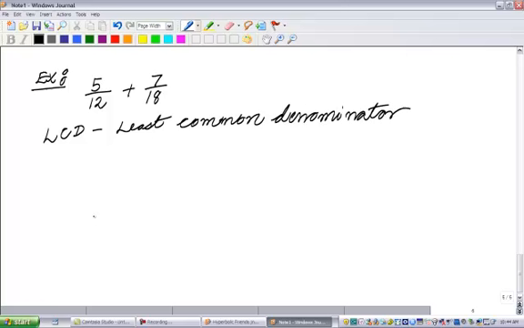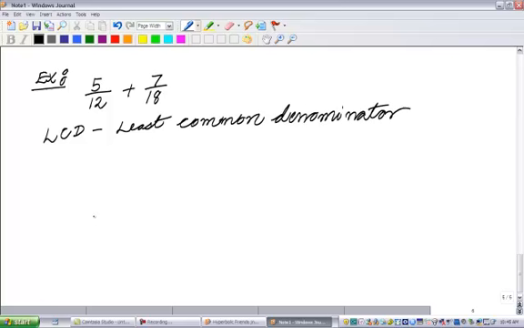So think about this. There are many numbers which are multiples of both of 12 and 18. Okay, for example, the number 36, right? 36 is a multiple of 18. Multiple means it's divisible by 18. 36 is also divisible by 12. So this is the number which is a multiple of both numbers. So I can use that as the denominator. How do I find 36?